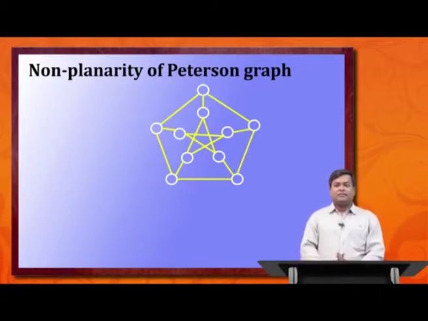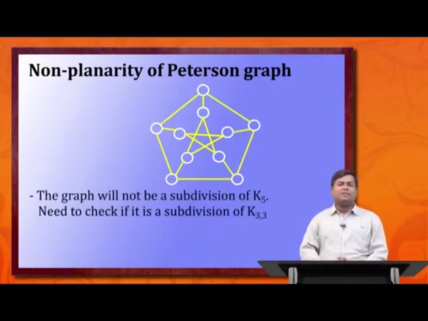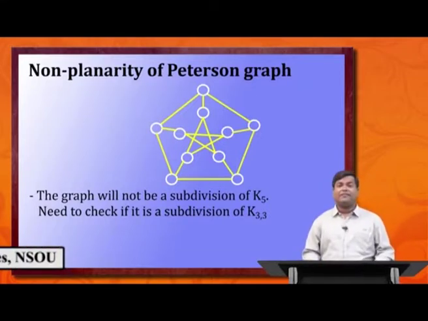First, the graph will not be a subdivision of K5. The reason behind this is that K5 is basically a complete graph of 5 vertices. Now all the vertices have degree 4 in K5, but in the Petersen graph every vertex has degree 3, so we cannot find any subdivision of K5 in this graph.